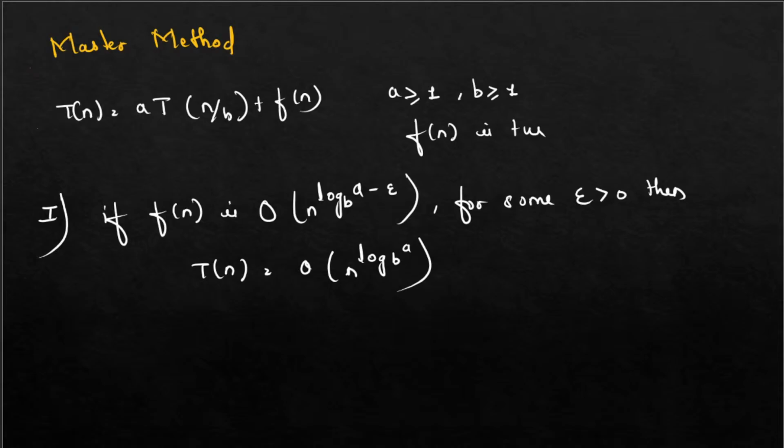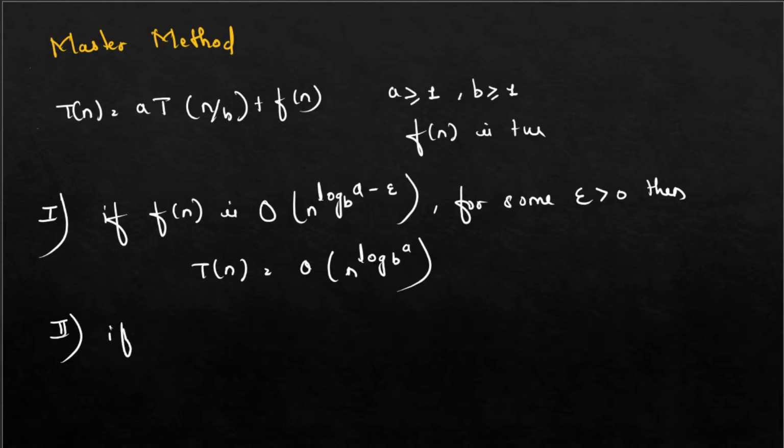So in short, if I tell master's theorem, it's like comparing n^(log_b a) and f(n). If n^(log_b a) is greater, just directly write this, and if f(n) is greater, directly write f(n). Now the second property is for the equal one.